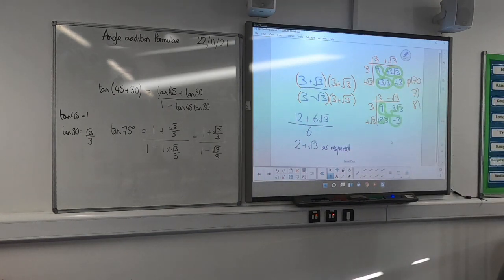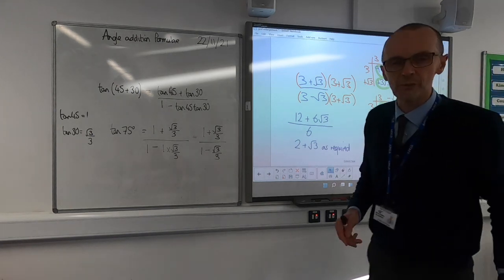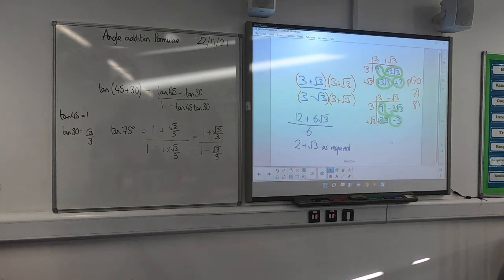Page 170, questions 7 and 8. Here you've got one angle you do know and one you don't, so you're going to have some algebra in your answer. It's just using the formula, familiarising you with the formula.